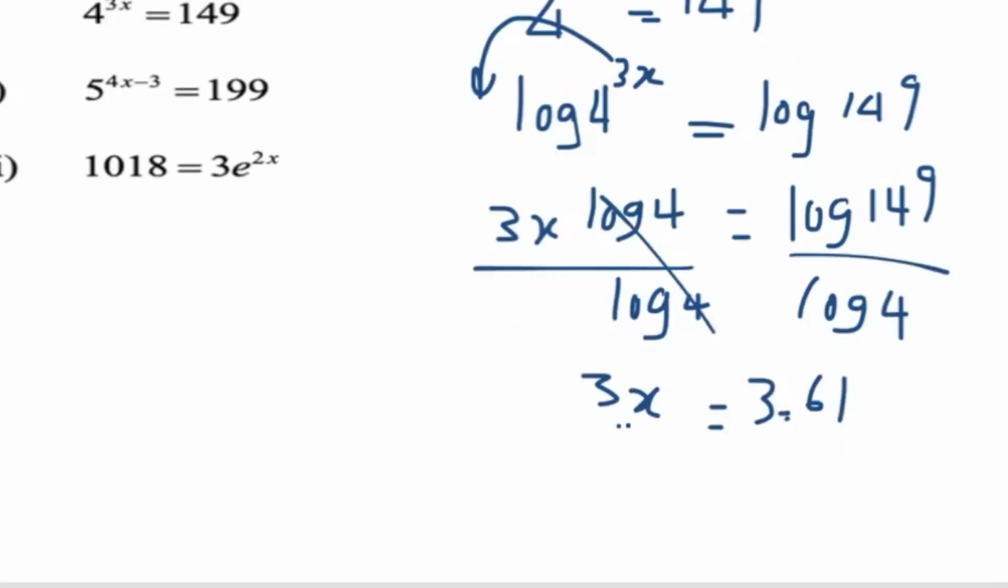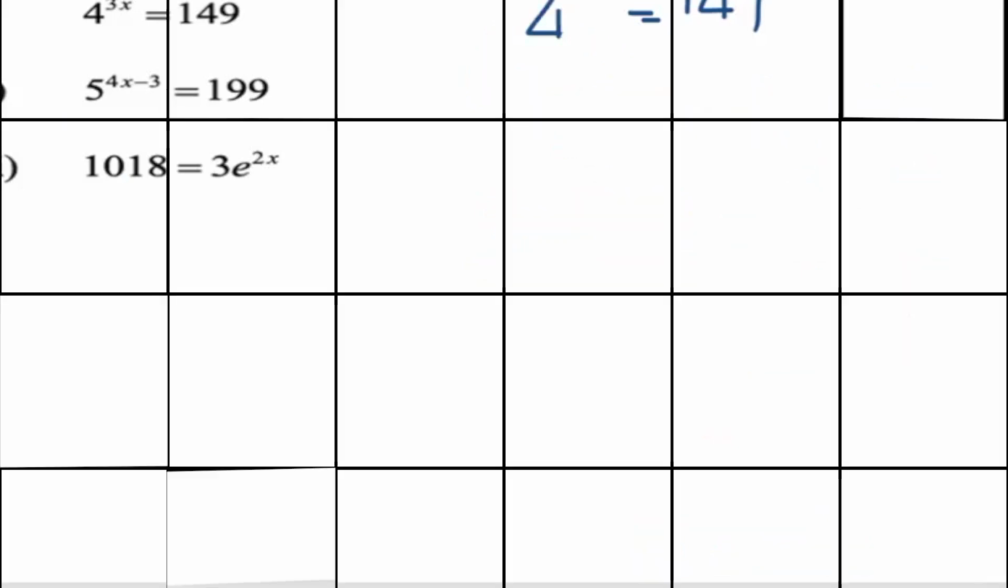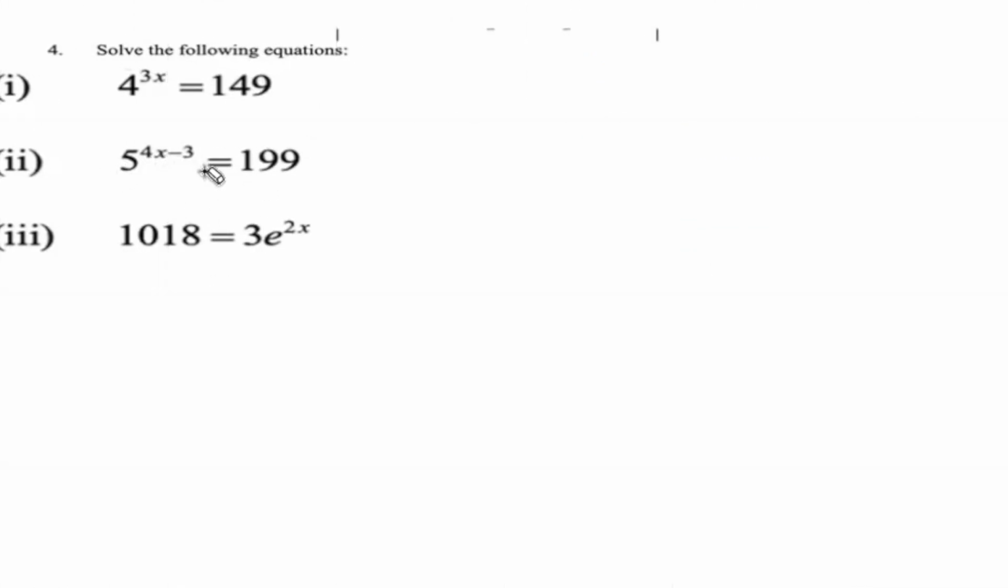Now, divide both sides by 3. So this cancels, so that means x is equal to 3.61 divided by 3, rounded off to 2 decimal places, I have 1.20. And that's it. Now for the second one, we have 5 to the 4x minus 3 equal 199. So 5 to the 4x minus 3 equal 199. So first thing, log both sides because we cannot get them to be the same base.